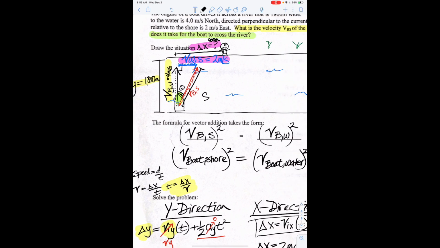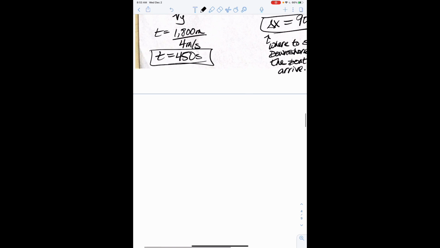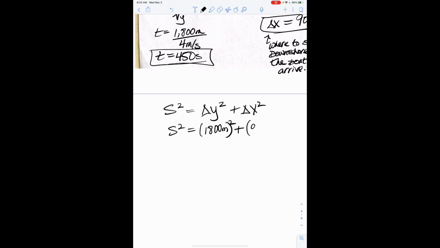So I have S squared. What I'm trying to say is this: I have S squared is equal to delta y squared plus delta x squared. So you could write the Pythagorean theorem for these distances. Could we call this delta S? I think you can. I'm just going to stick with what I got right now. All right, so I have S squared is equal to 1,800 meters squared plus delta x squared, which I think we said was 900.